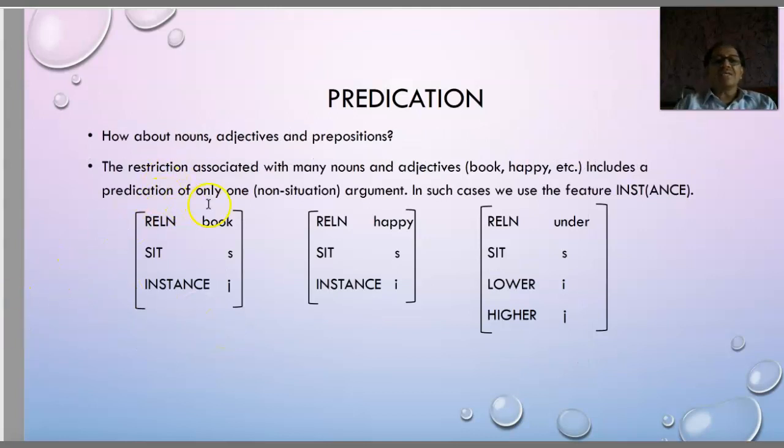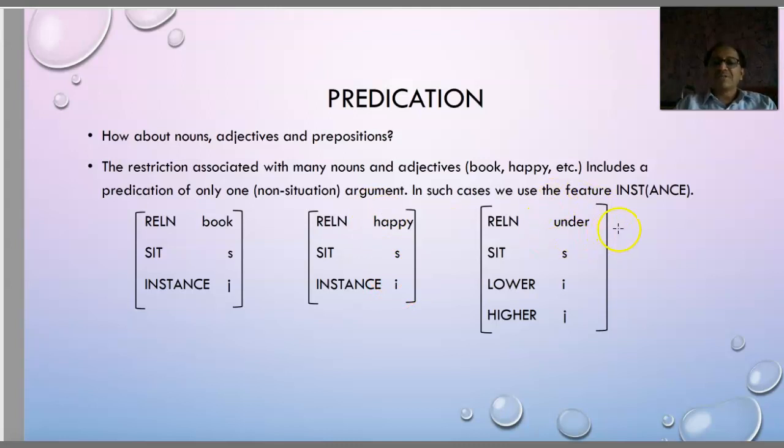So, if you consider a noun like book, the relation is book, and then it occurs in a situation, and there is one instance of that. One instance of book in that situation. Similarly, when you say happy, the adjective, in a situation, the instance I occurs as happy. Whoever that I is, is happy.